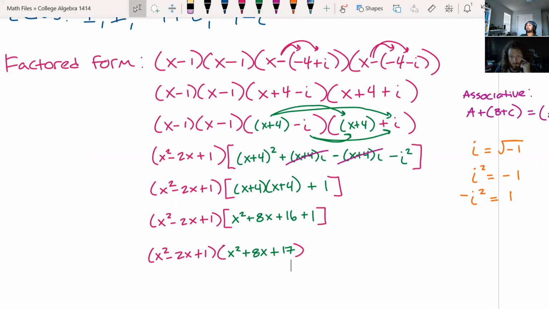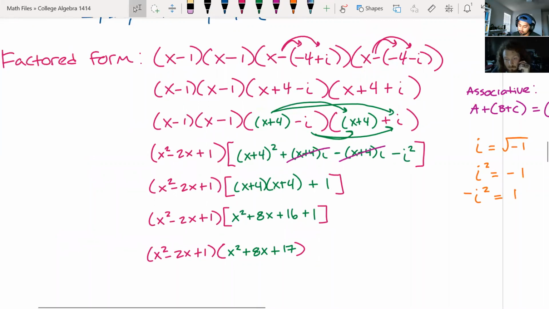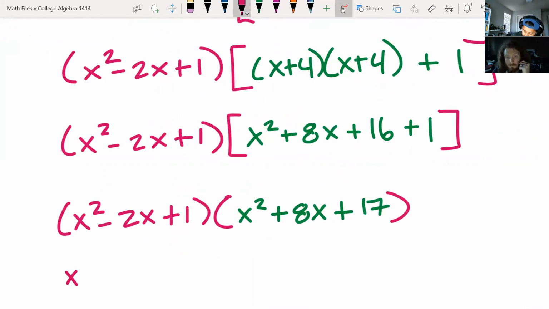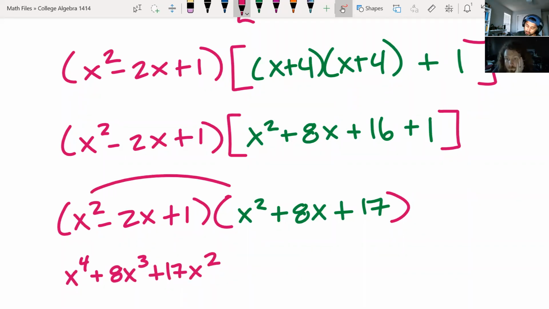All we did so far was just get rid of the complex values. We got rid of the imaginary numbers. So now we have to distribute this final form. All right. Now distribute, and we're going to get x to the fourth plus 8x cubed plus 17x squared. So I'm going boom, boom, boom.